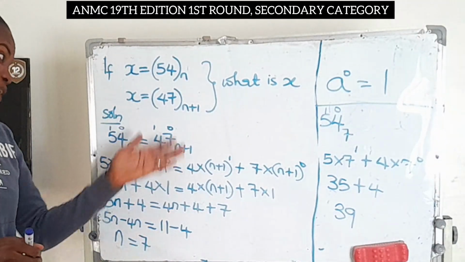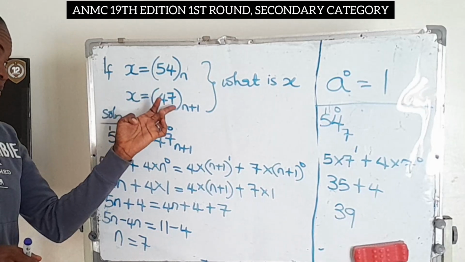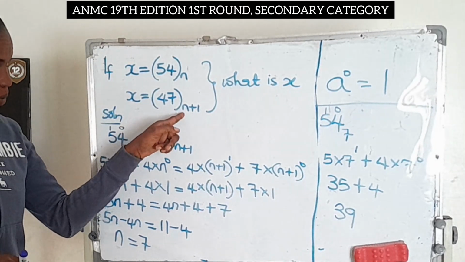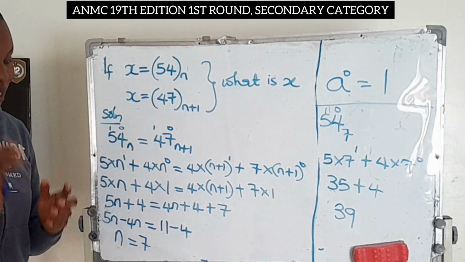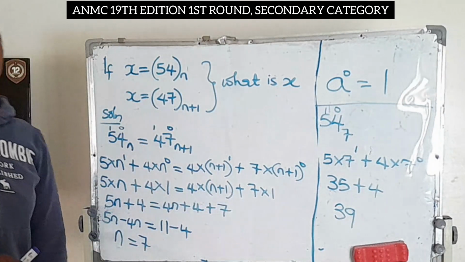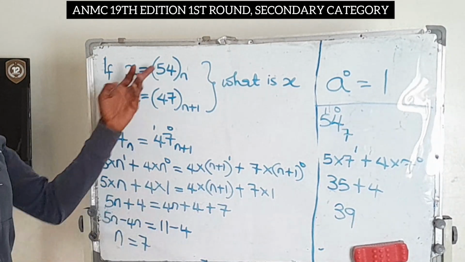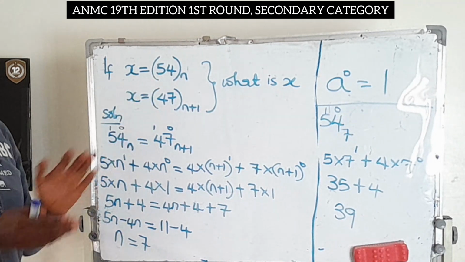If you want to be sure, you can also try this. If you do 47 base 8, you know this n is already 7, so 7 plus 1 is 8. If you do 47 base 8, change it to base 10, you will still land yourself on 39, to show you that these two numbers are equal.